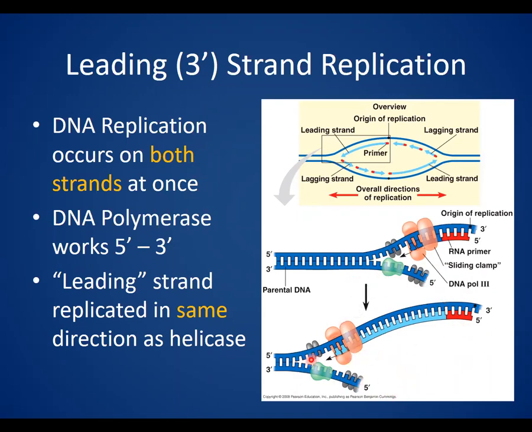But if the bottom strand went the same way, it would keep bumping into the helicase. The bottom strand has to be replicated left to right, away from where the helicase is moving, away from what's called the replication fork, which is this piece of DNA right here. So the bottom strand has to be replicated by a different mechanism.